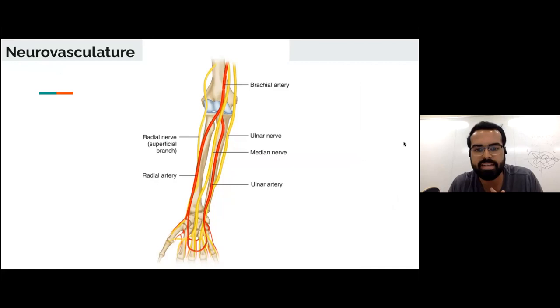All right, we're going to talk about neurovasculature. I know the goal here is fracture and bone, but it's important to talk about these structures because these can get disrupted if you do have a fracture. So the brachial artery is the main supply to the arm.